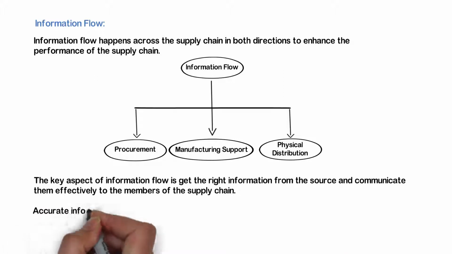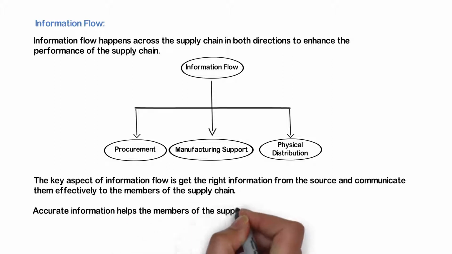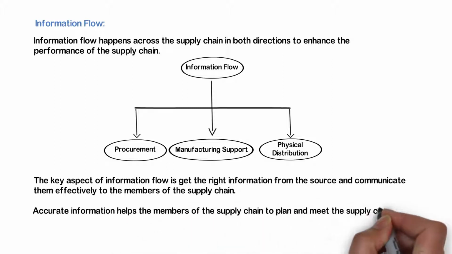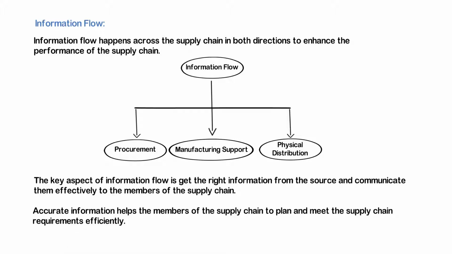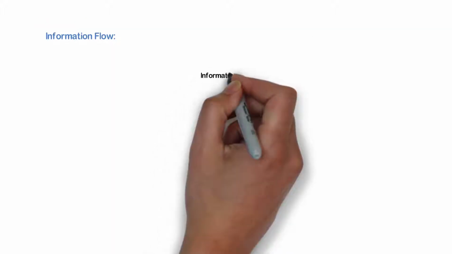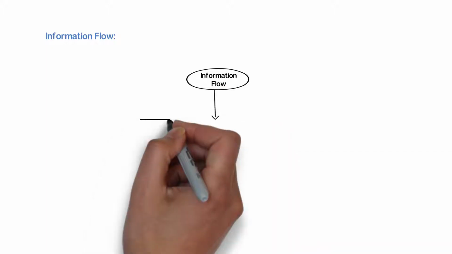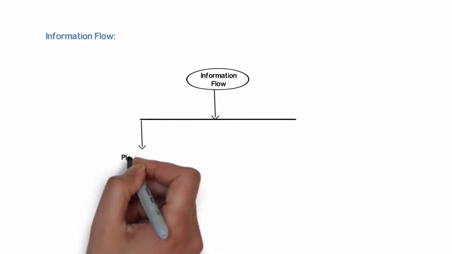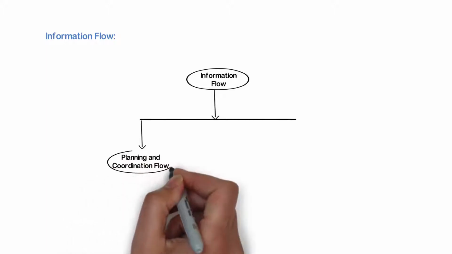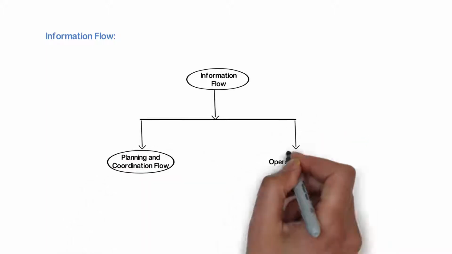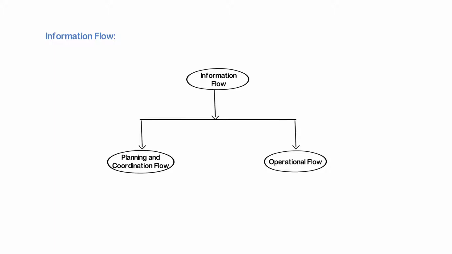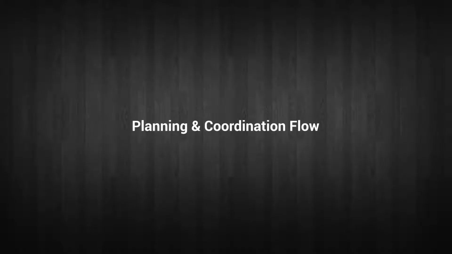Accurate information helps the members of the supply chain to plan and meet the supply chain requirements efficiently. Information flow has two main components, namely planning and coordination flows and operational flows, as shown in the diagram below. Let us discuss each component independently. Let us look at planning and coordination flow.